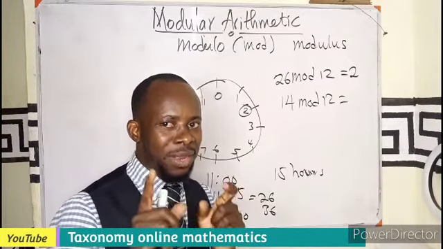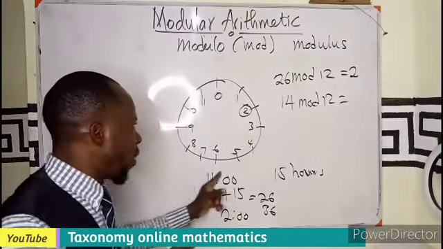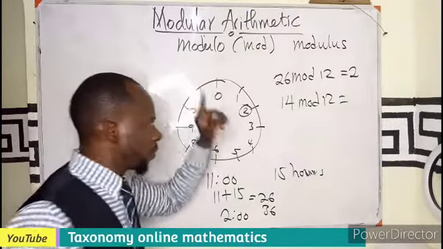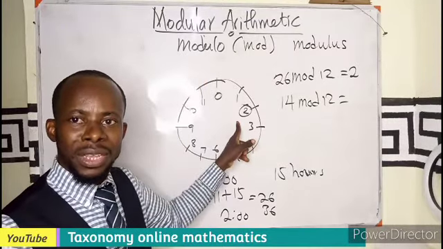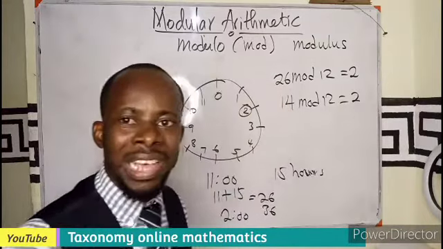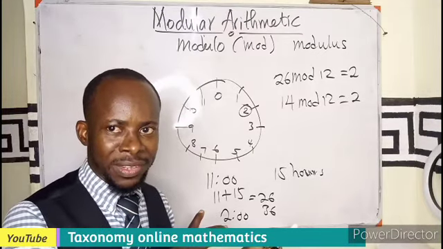Right? 14 mod 12. If we are starting from here, rolling over all the way, 12, 13, 14, meaning your answer is going to be 2. Your answer is just 2. Do you get the point? I believe you got 2 before I got it.